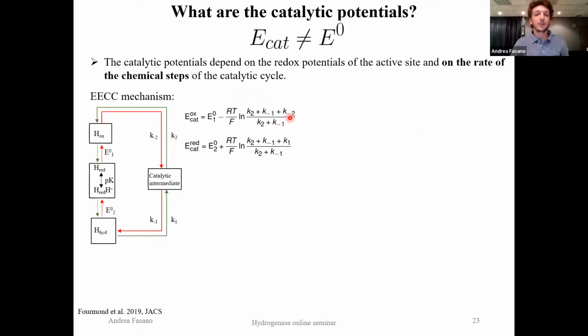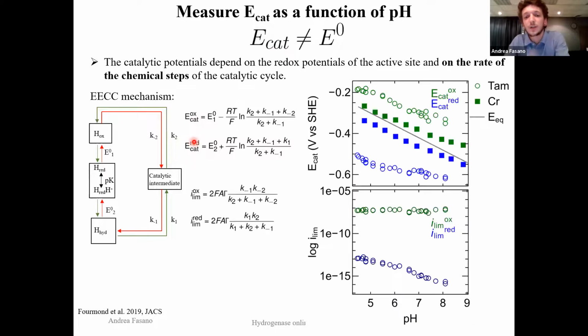And to do so, we need to go a little bit deeper into the meaning of the catalytic potentials. They are not the redox potential of the active site. They do depend on it, but they also depend on the rate constants that are in the catalytic cycle, in the chemical steps of the catalytic cycle. And this means that in the value of the catalytic potential, we have information about what is going on in the catalytic cycle. And we can use it by measuring the catalytic potential as a function of another parameter. For example, we did it as a function of pH, so proton concentration.